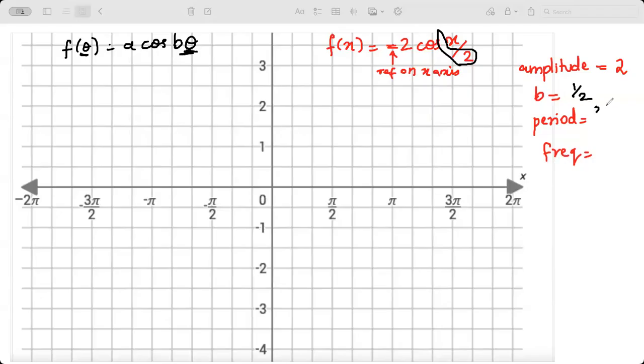Now, period is 2 pi by b, right, guys? So, what is the period here? Pi? Is it pi? Think about it, guys. Wait, fraction division, right? Oh, 4 pi. Horizontally stretching the graph, yes. You are horizontally stretching the graph, so the period increases, right? To find the period, it's just 2 pi over b, right?